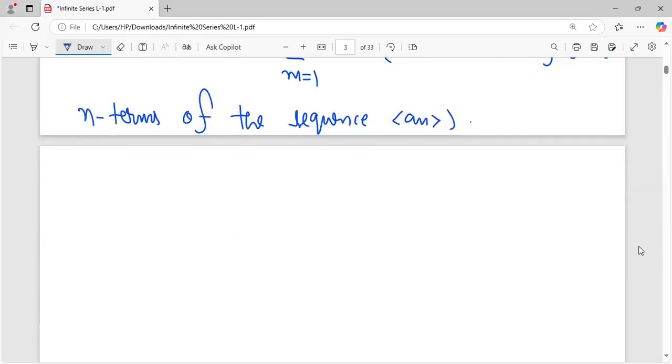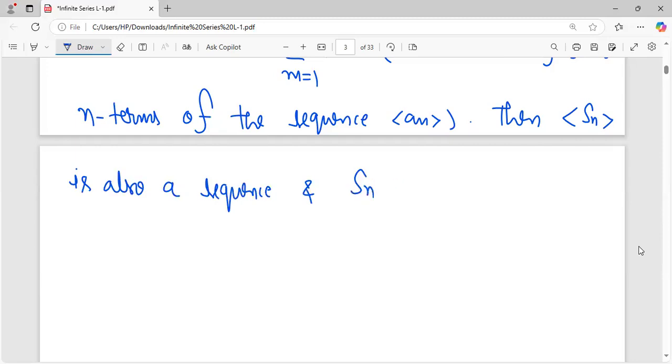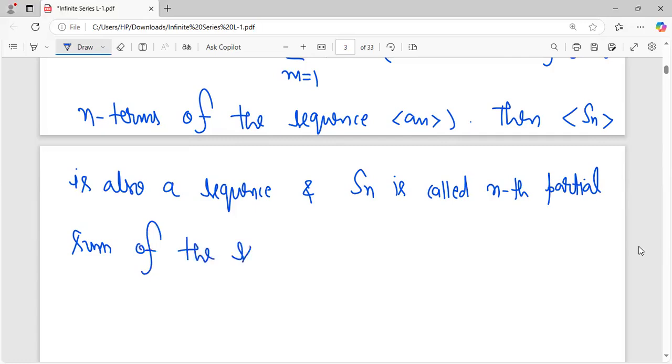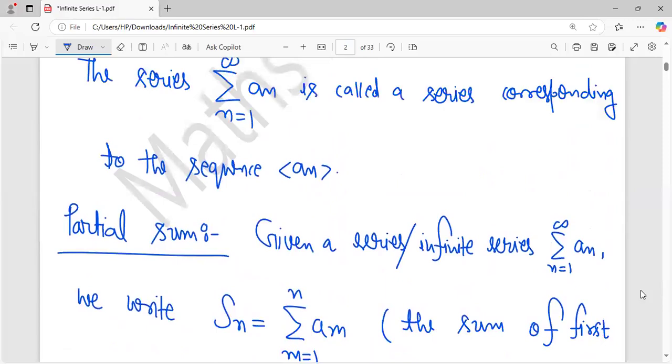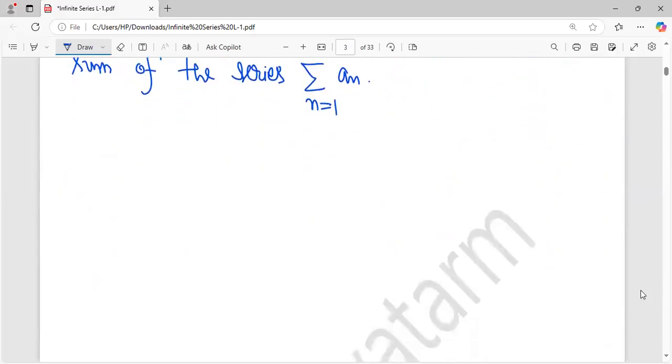Then Sn is also a sequence, and Sn is called nth partial sum of the series summation n goes to 1 to infinity an. Okay. Nth partial sum of the series.